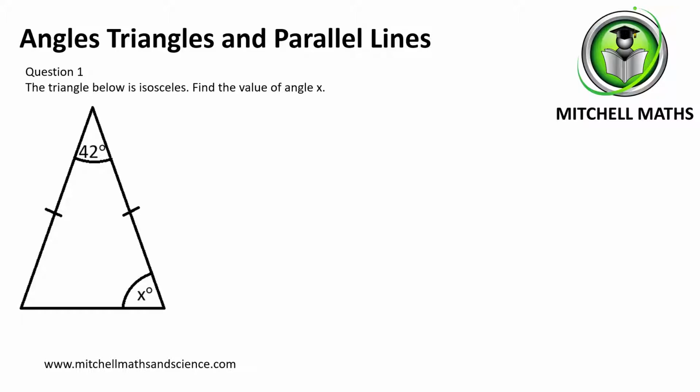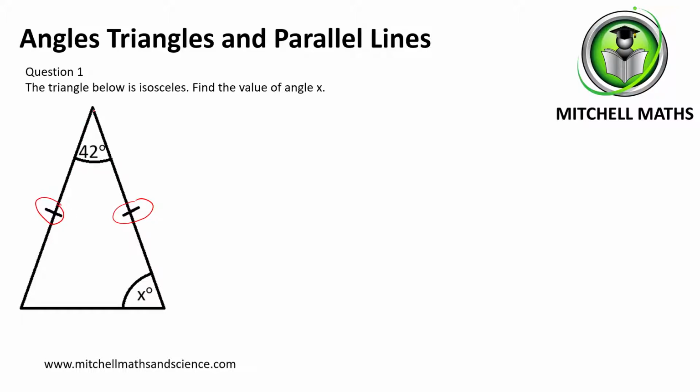Right, so the triangle below is isosceles and we want to find the value of x. Now with an isosceles triangle, what that means is that the triangle has two sides which are equal, which is indicated by these bars. So that means we know that these two sides are equal. And the other thing that's special about an isosceles triangle is that two of the angles are also equal.